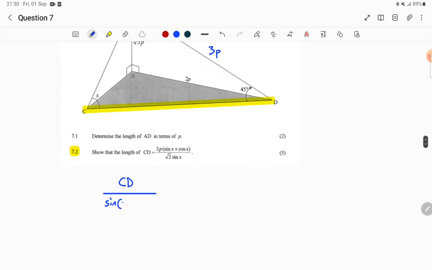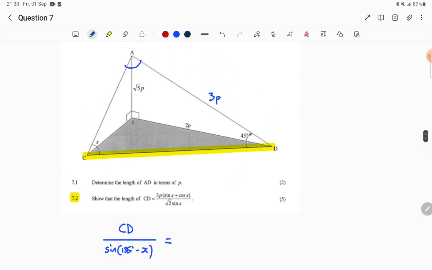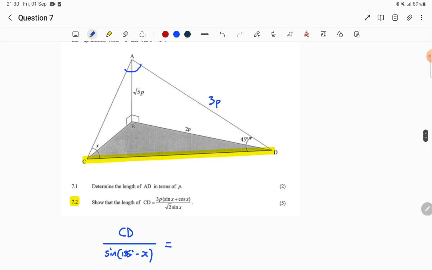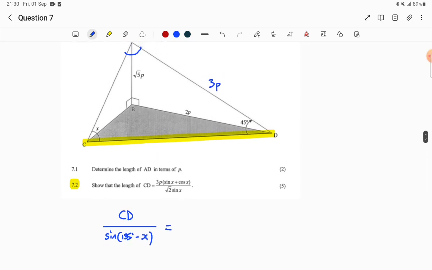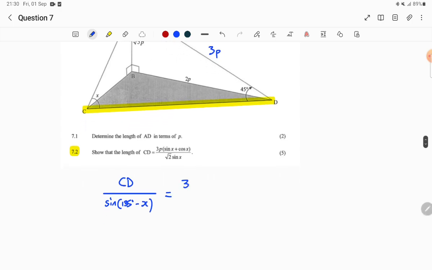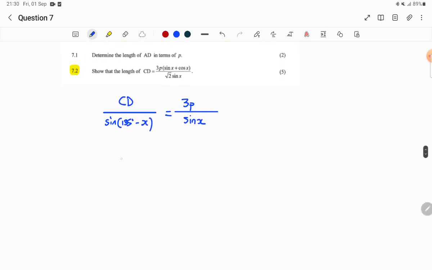So sine of 135 degrees minus x is equal to, and what we do have is AD to be 3p, so here it will be AD, which is 3p, over sine of that angle, which is sine x. So now this is what we have to work with, and it looks like we have everything in terms of p and x, so that's a good sign. So let's first get CD on its own. So CD is equal to 3p sine of (135 degrees minus x) all over sine x. And that's a good start.